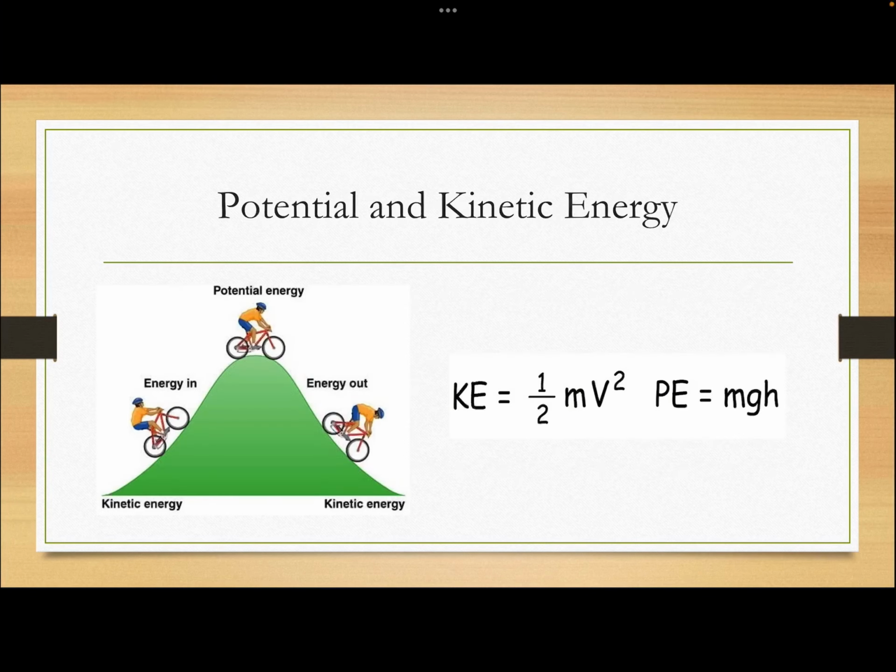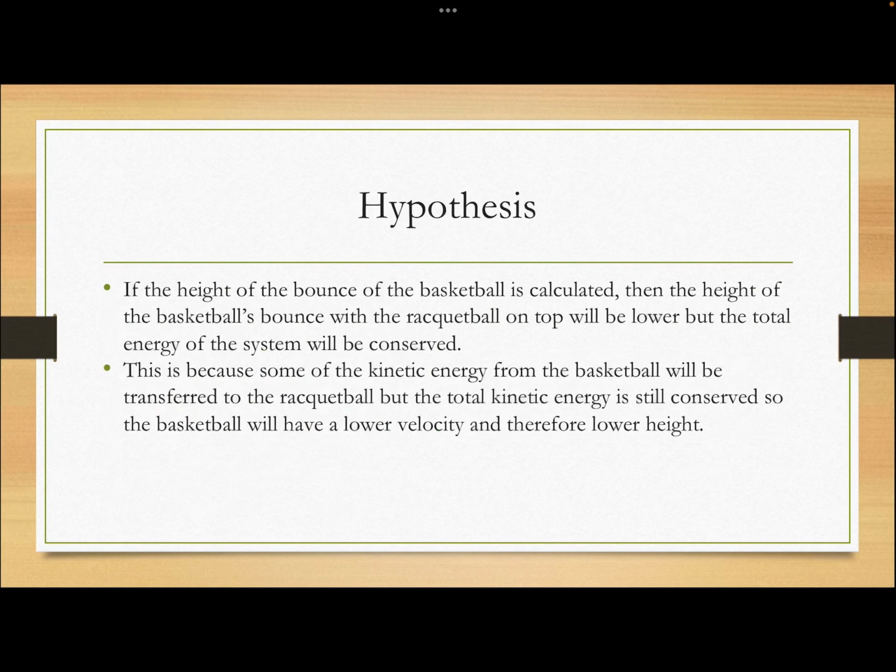Just to give a little introduction, potential energy, as you can see, is when you're at the top of something or when you're not moving, and that's why the equation of potential energy is mgh, so your mass, your gravity, and then the height. Kinetic energy is when you are moving, so you can see the diagram when the biker is going down the slope, and the energy equation is 1/2 mv squared.